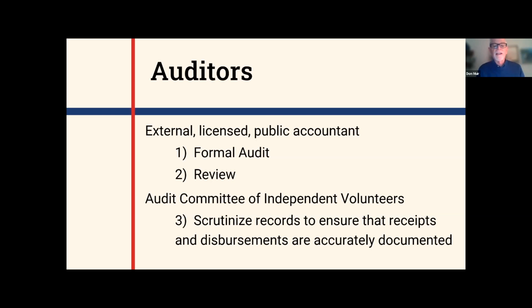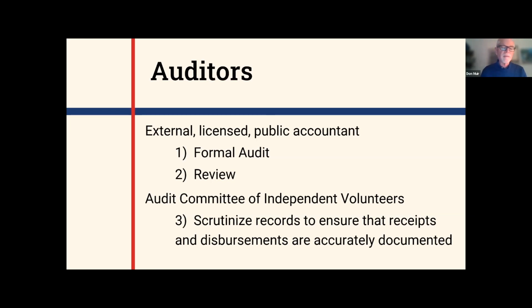This produces a high level of assurance that the accounts are properly kept, but will probably come with a fairly high price tag too. Second, a congregation may request a review from, again, an external licensed public accountant, but the review provides a more moderate level of assurance, doesn't go into the same details, and probably comes with a lower price tag.